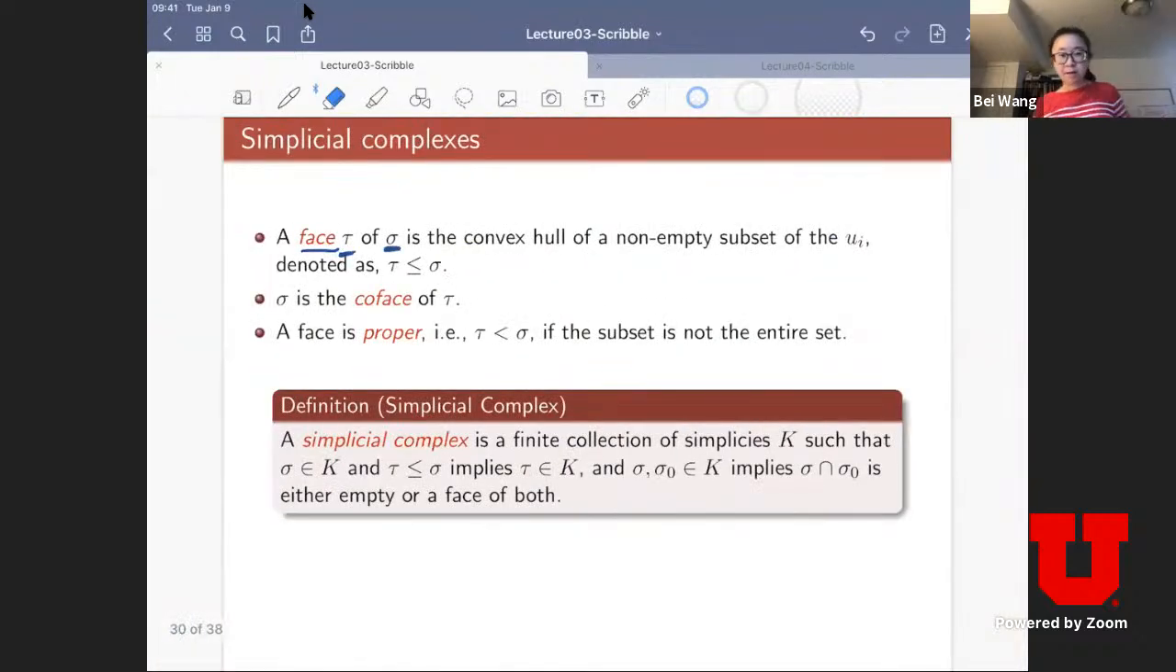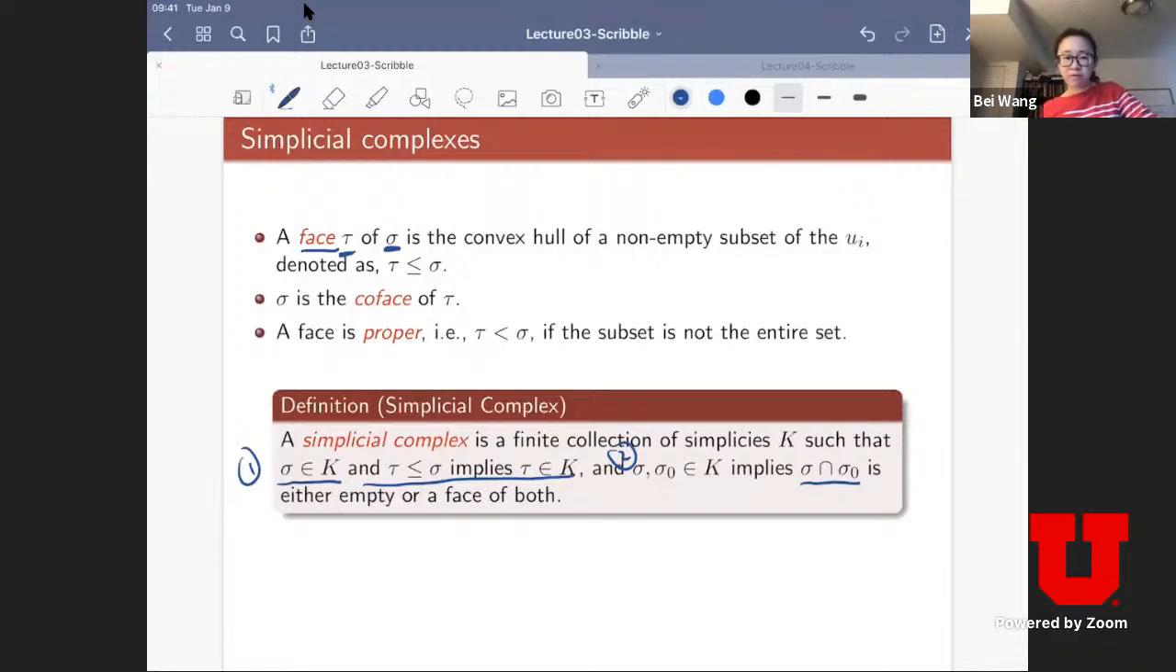Okay, so that's that. And then finally, there's a definition of a simplicial complex. A simplicial complex is a finite collection of simplices such that whenever a simplex sigma is in the simplicial complex, then all its faces are in the simplicial complex. So that is the first condition. Whenever a sigma is in the simplicial complex, its faces have to be in there, right? Remember, each of the faces is a convex combination of a subset of its vertices. And the second condition is that if I have 2 simplices in the simplicial complex, their intersection is either empty or a face of both.